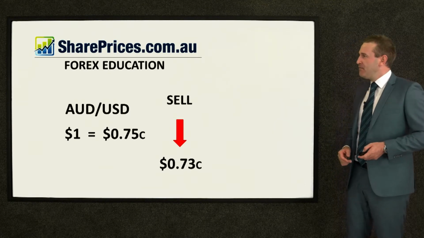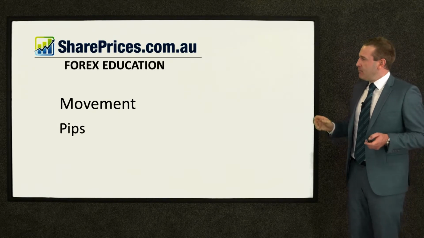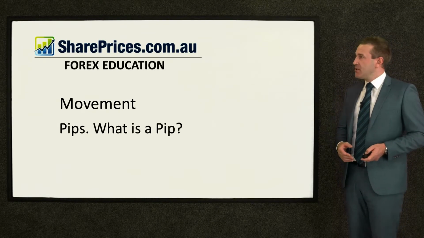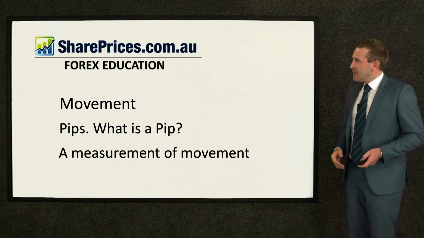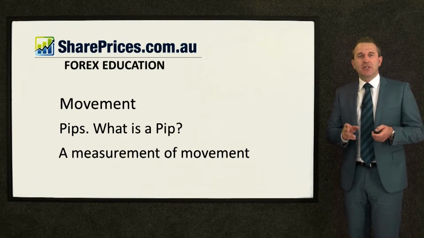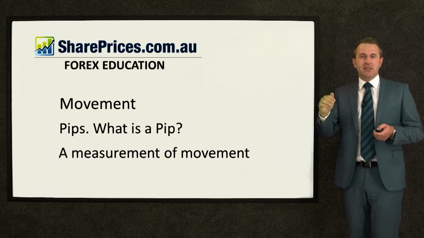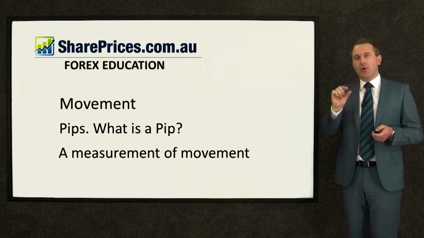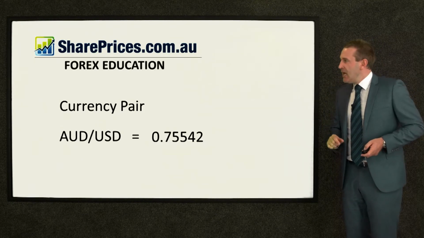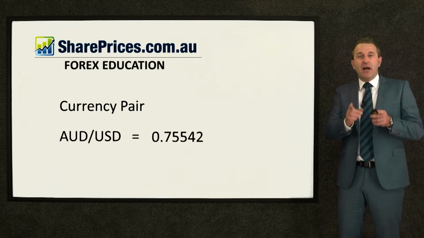But let's look further at how this actually works as far as the movement goes. It moves in what are called pips. So what is a pip? It's basically a measurement of movement when it comes to currency. And when you trade currency, you don't just buy at 75 and it goes up in cents, say to 76, 77, 78. It'll go up in tiny little increments. And it's quoted here. And here's our 75 cents, but it's quoted to 5 decimal places.